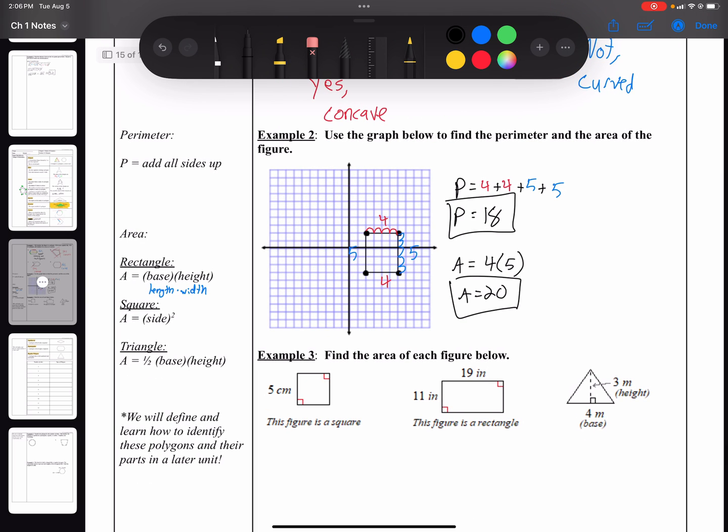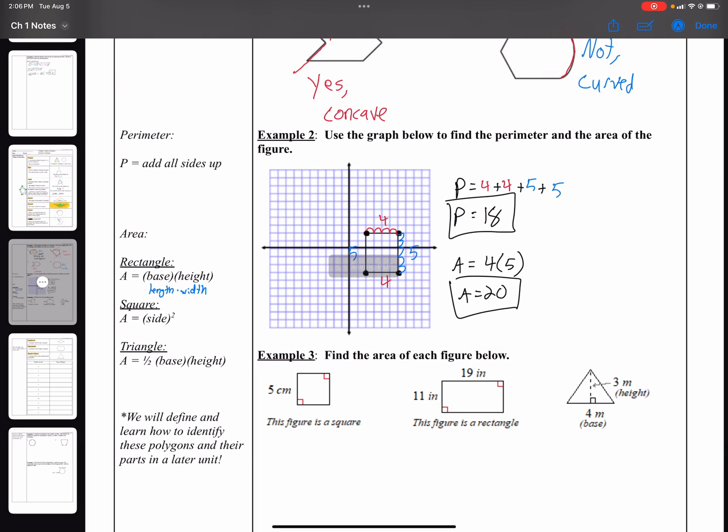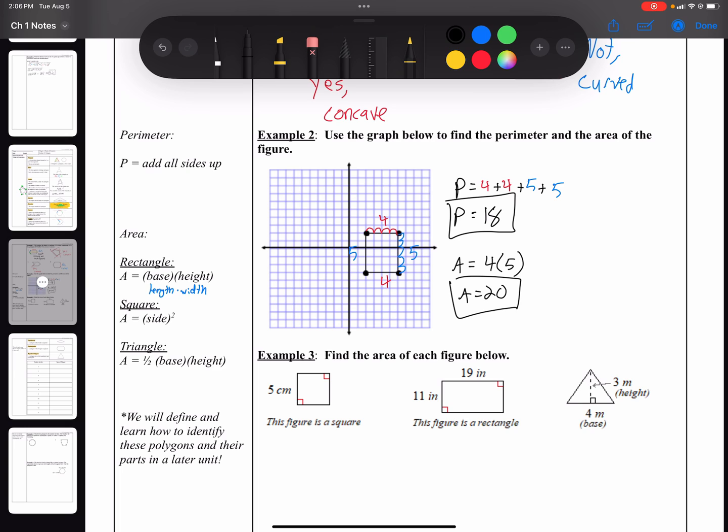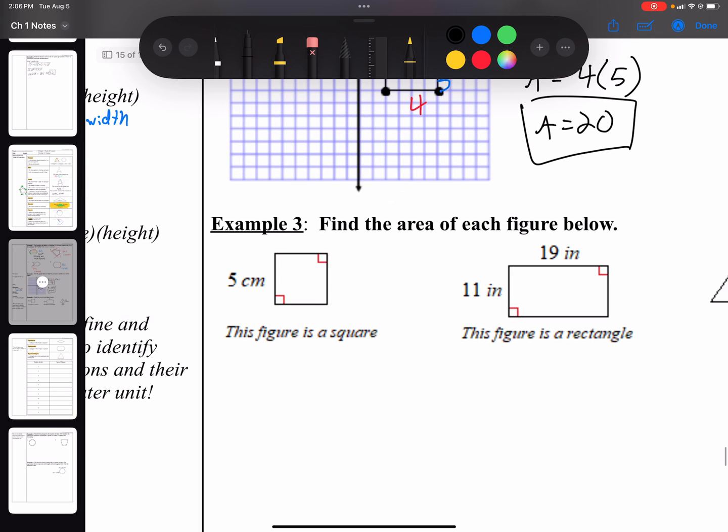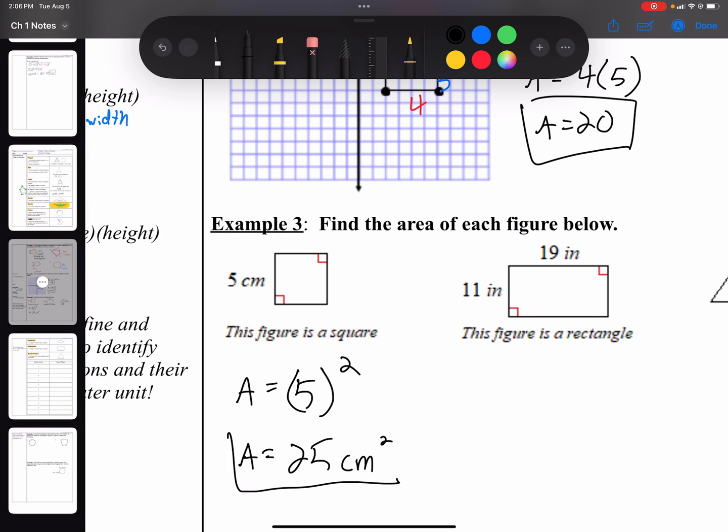Now, why don't you pause the video and use the formulas in the margin to find the area of each figure below. When you're ready, unpause, and you can check your answer. All right, first, the figure is a square. Well, the area of a square is side squared. So you take the 5 and you square it. So the area of this square will be 25 centimeters squared. And our units for area would be square units.